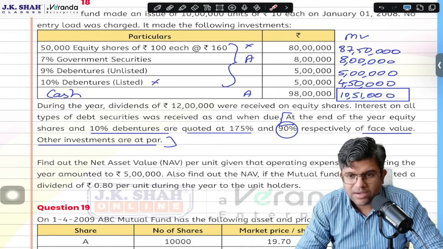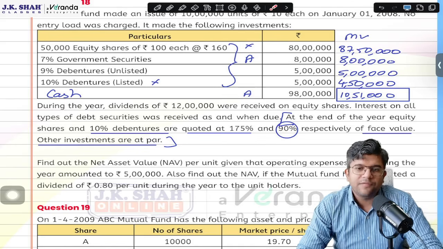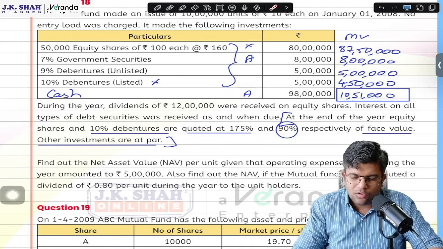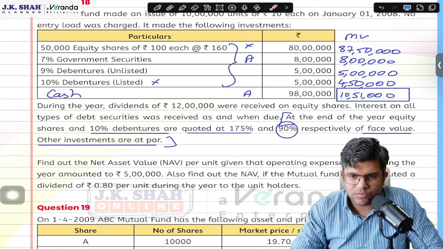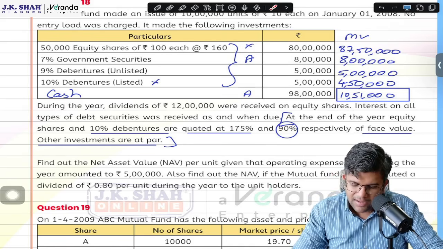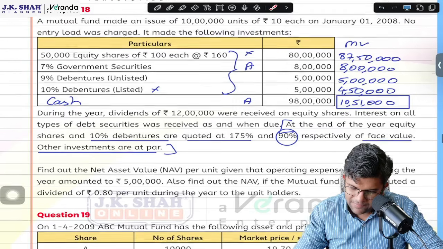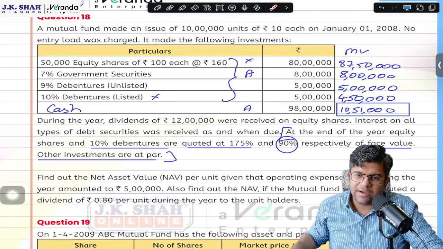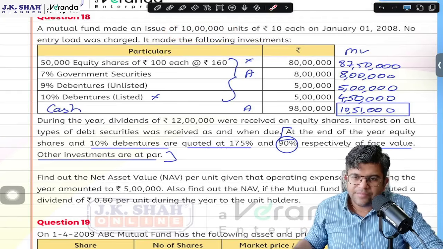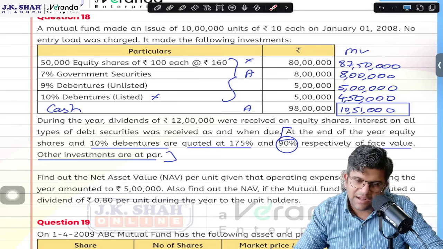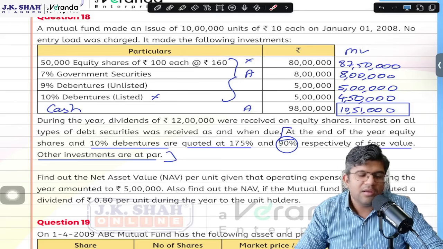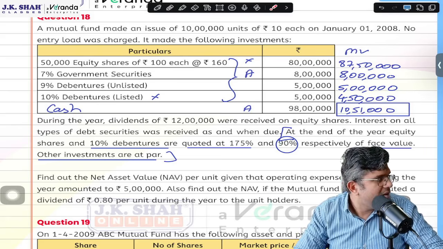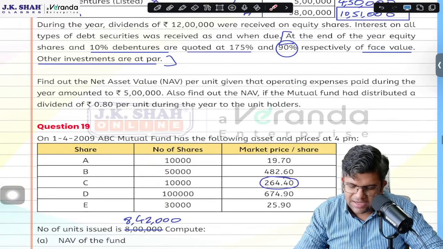So it is 1 crore 15 lakh 51,000. Very good. 1 crore 15 lakh 51,000. Pakka understood? And that, can I say, when you divide by how many units? 10 lakh units. Do you people realize you should be able to get your NAV as 11.55? Confirm, question clear? I will tell you about the last line after this.